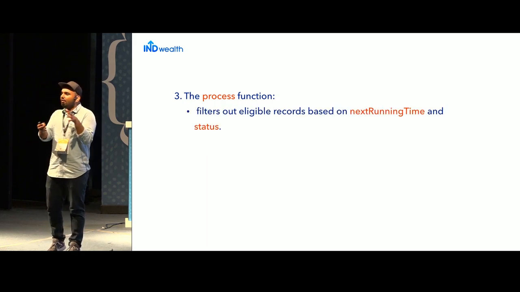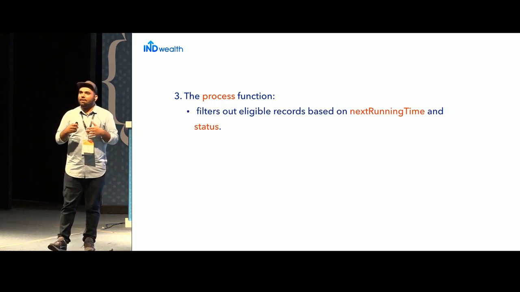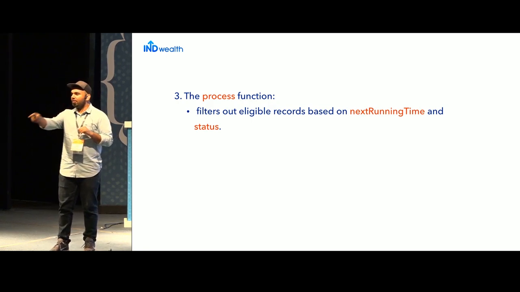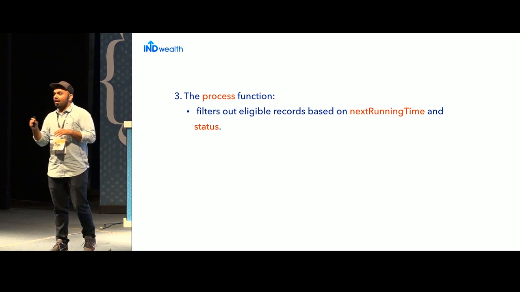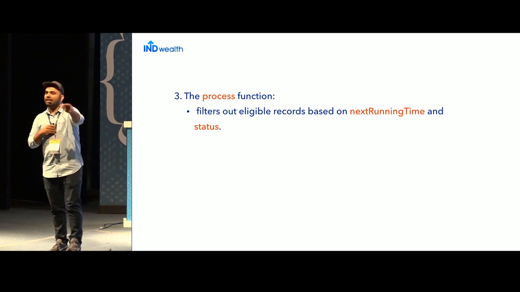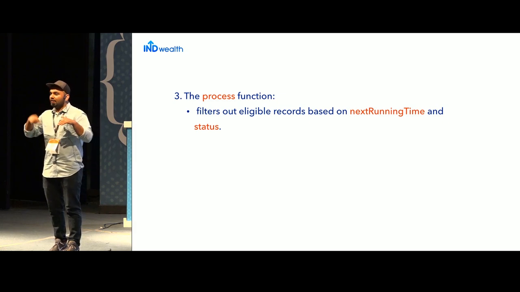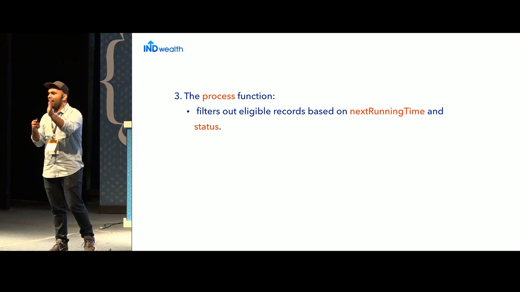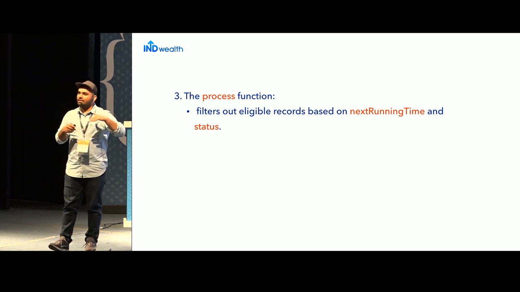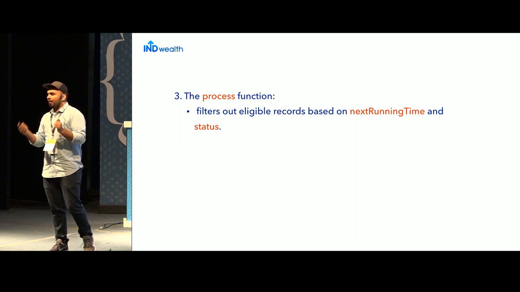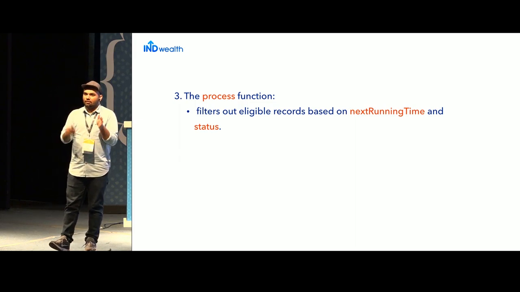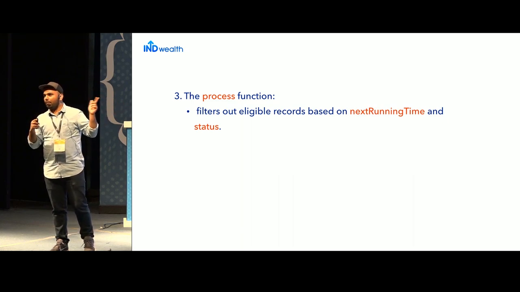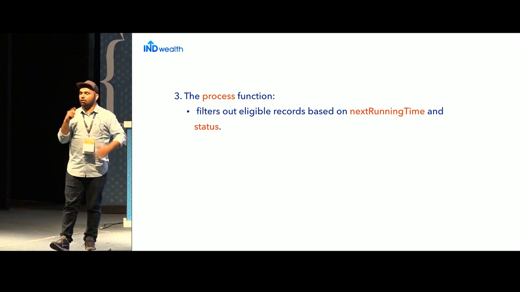First, it filters out the eligible records based on next running time and status. So for example, if you had specified that the schedule should be daily, then tomorrow I'll check who all are the entries for which the time right now is greater than the next running time for that record, which basically means that they have to be triggered. And also the status represents that they haven't been processed yet, right? So just to reiterate, the first thing it does is filter out eligible records based on the two computed properties that we had computed when a task was created.